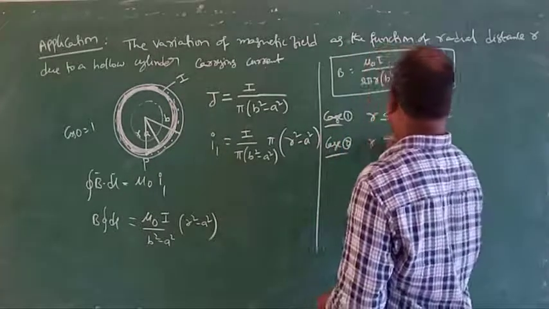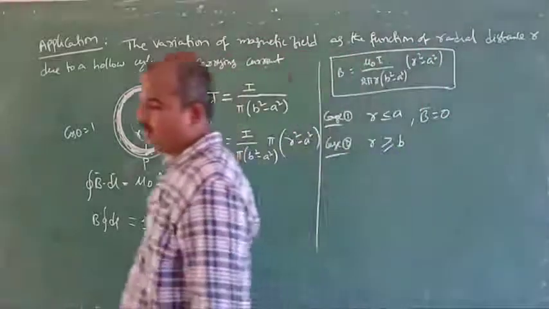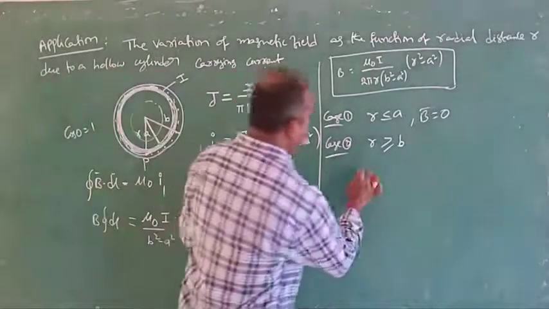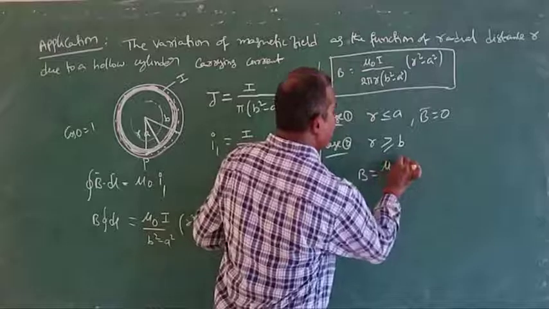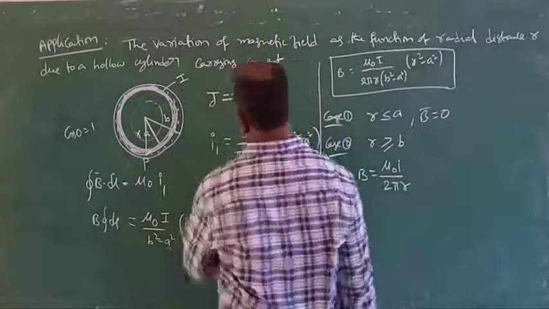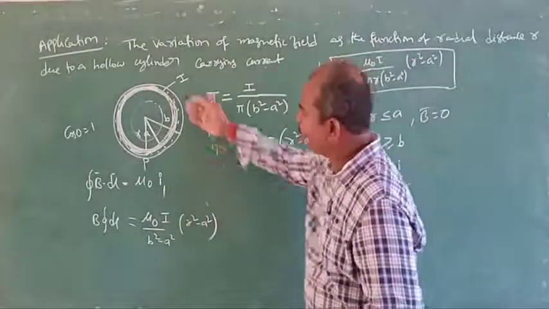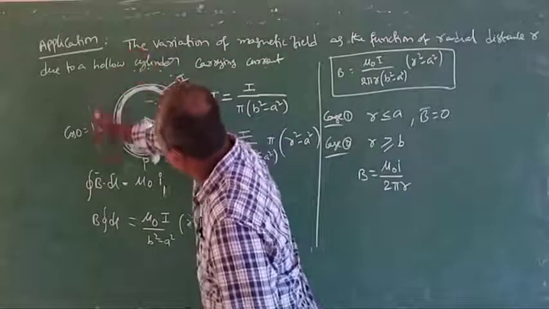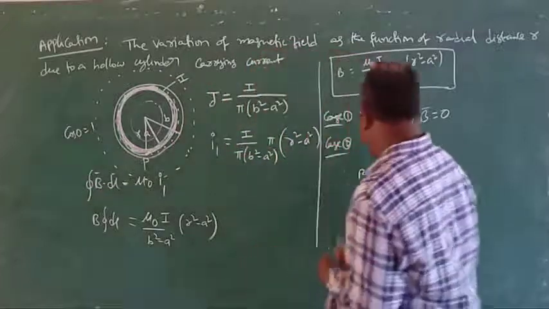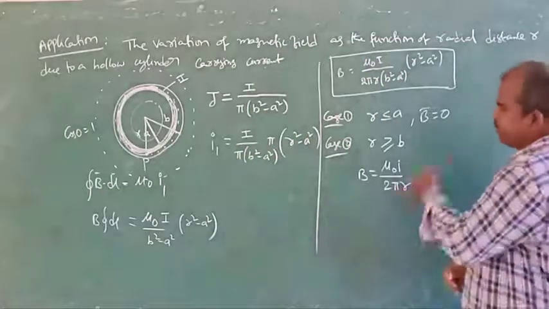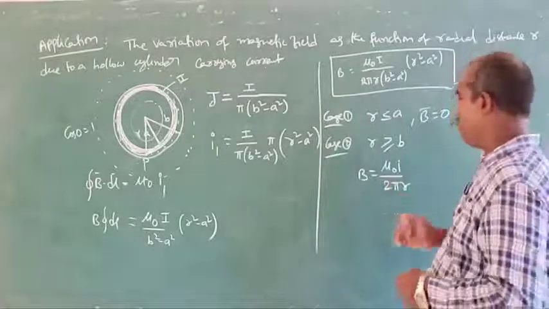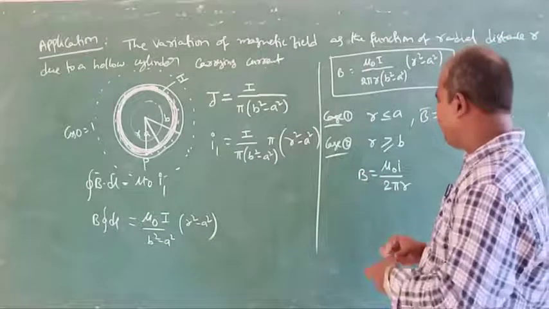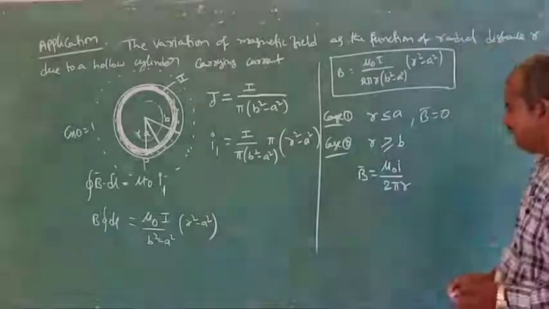Case 2: R is greater than B. Then the magnetic field induction B is equal to mu naught I by 2 pi R, because we consider the total current enclosed in this loop, where the radius R is at this point. So for R less than A, B is equal to 0, and for R greater than B, magnetic field induction B is equal to mu naught I by 2 pi R.